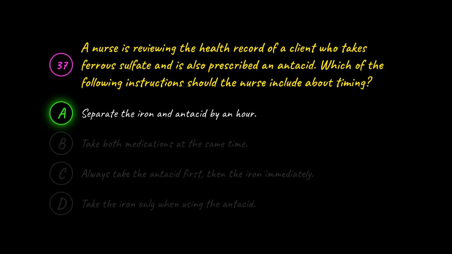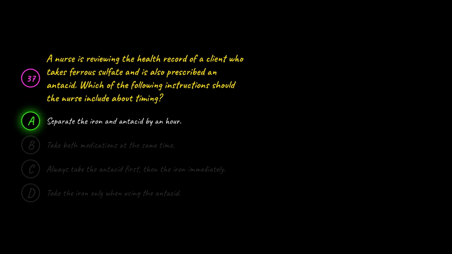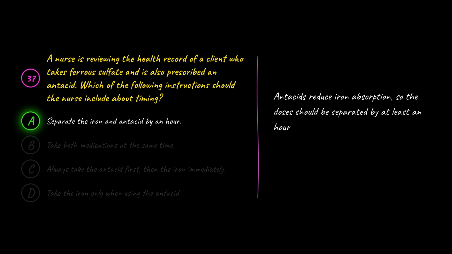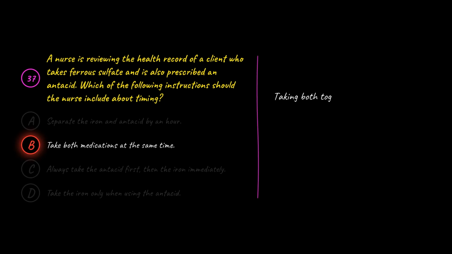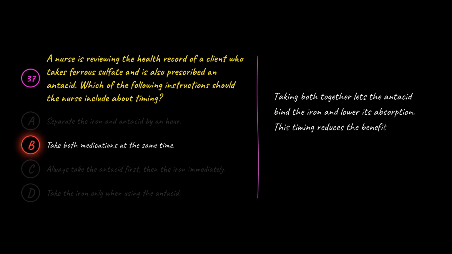The correct answer is A. Separate the iron and antacid by an hour. A is correct because antacids reduce iron absorption, so the doses should be separated by at least an hour. Spacing them apart preserves the amount of iron the body absorbs and keeps therapy effective. B is wrong because taking both together lets the antacid bind the iron and lower its absorption. This timing reduces the benefit of the supplement, so it is the situation the teaching is meant to avoid.